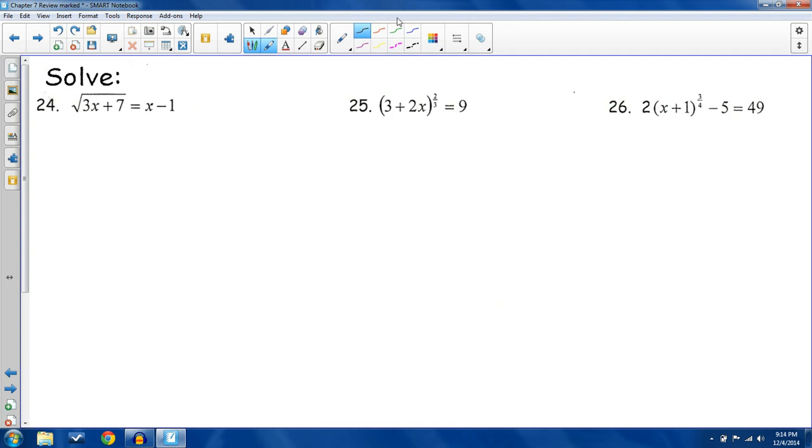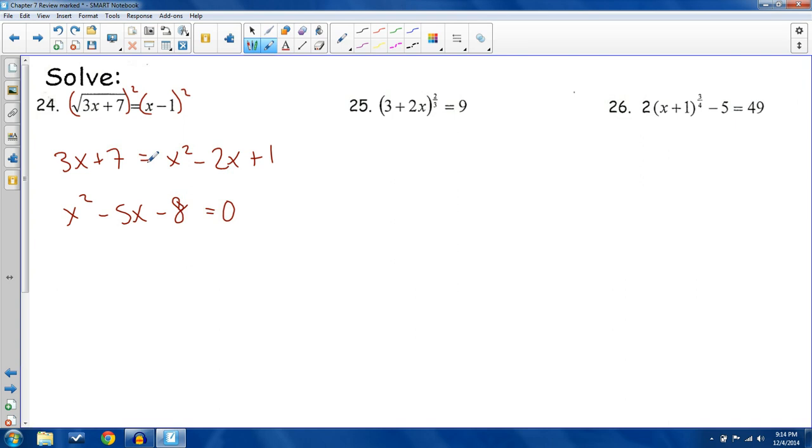Number 24. The square root of 3x plus 7 equals x minus 1. Okay, step 1, isolate your radical. Done. My radical is by itself. Now I have to square both sides. Let's go and solve for x. 3x plus 7 equals x minus 1 squared, which is x squared minus 2x plus 1. Ooh, quadratics. We've done these before. Subtract 3x. Subtract 7. X squared minus 5x minus 8 equals 0.